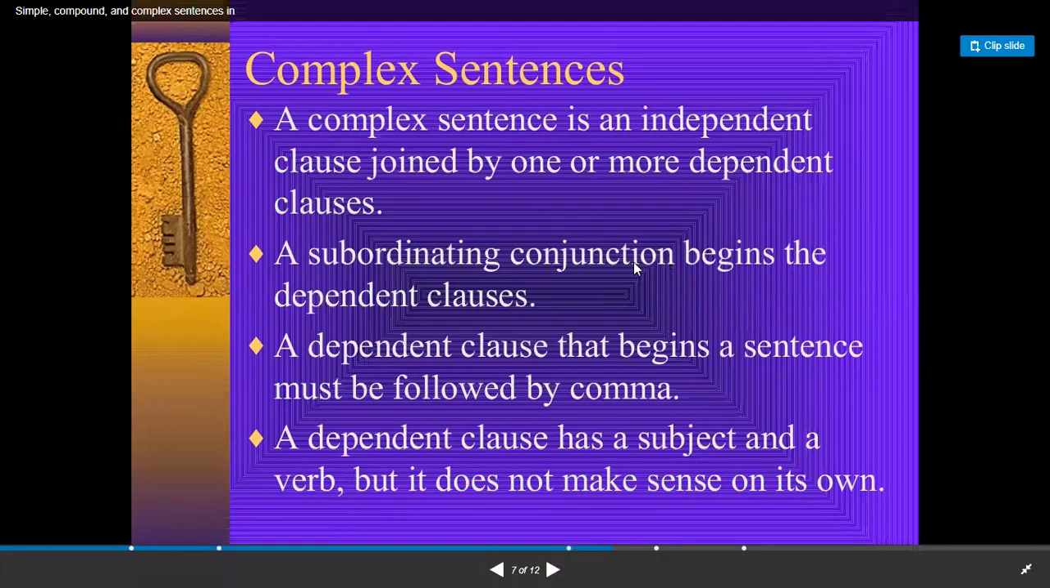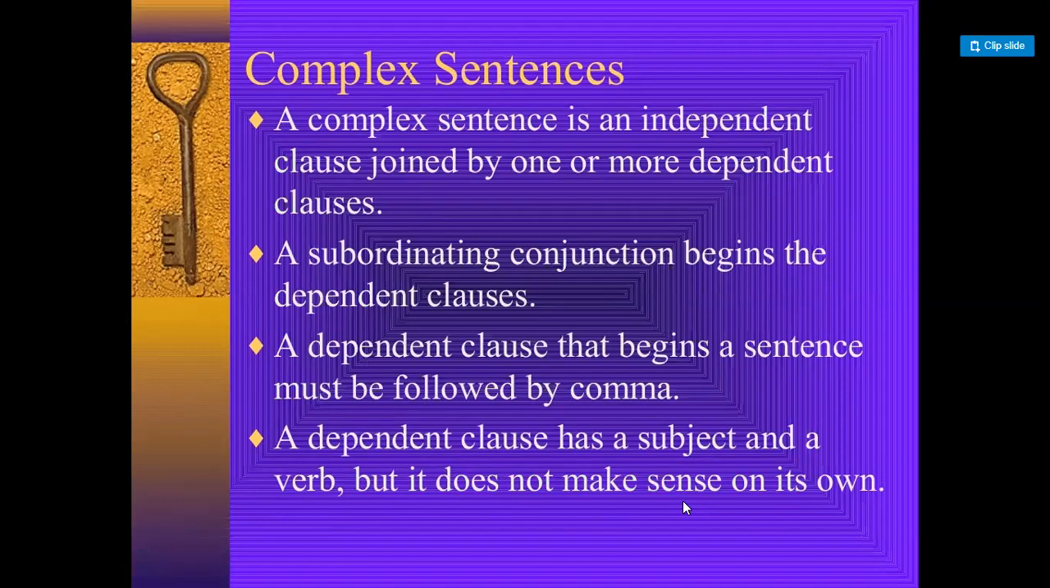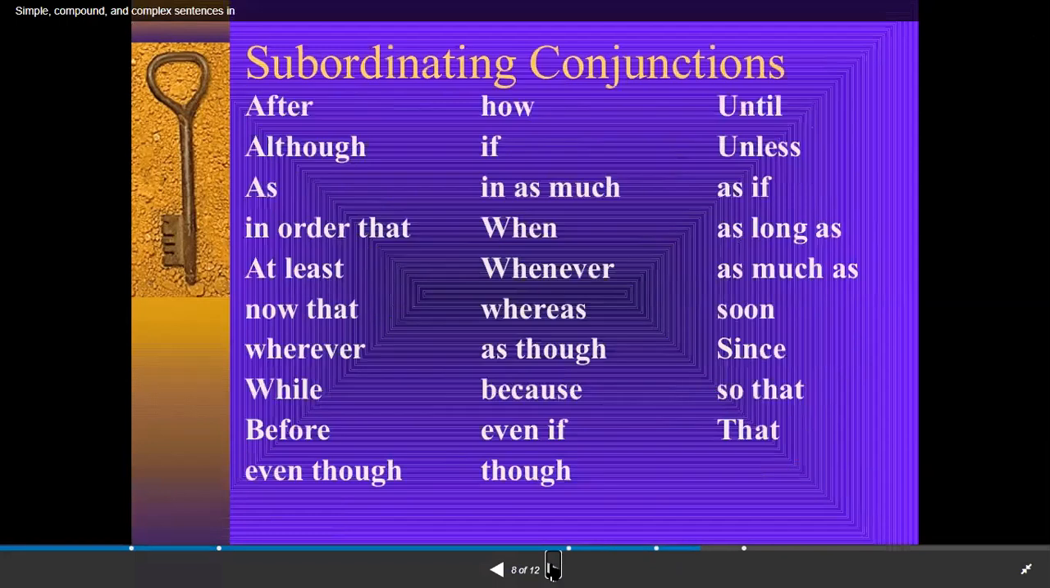A subordinating conjunction begins the dependent clause. So this dependent clause starts with one of the subordinating conjunctions, not one of the fanboys. No, other conjunctions, we will know them later in the next slide. A dependent clause that begins a sentence must be followed by a comma. It's very important. A dependent clause also has a subject and a verb, but it doesn't make sense on its own, so it can't stand by itself because it doesn't have a complete thought or a complete meaning.